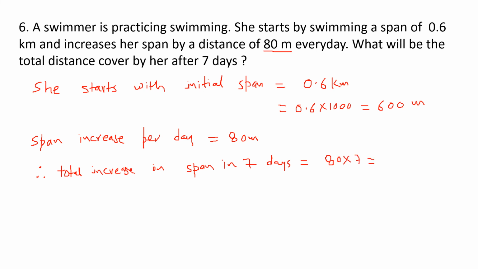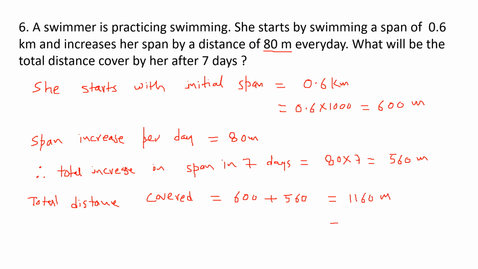Right? Now 8 sevens are 56. So 560 meters. So now the total distance covered will be, see, initially it was 600 meter, and in 7 days she has increased by 560 meters. So total distance will be 600 plus 560. If you try to add, it will be 1160 meter.